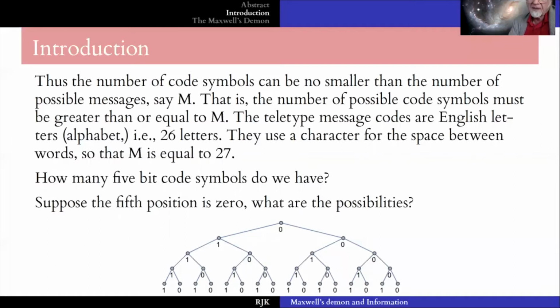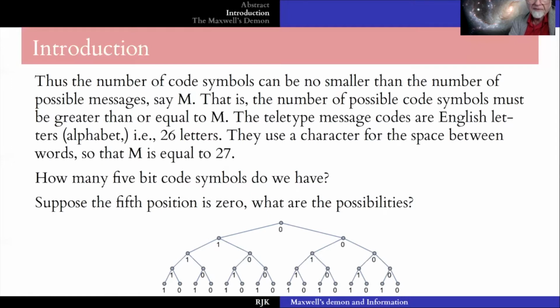Either the 1930 teletype codes or the Baudot codes were sending English letters, or in Baudot's time, French alphabet letters, but they were 26 letters. And they have a character for space between words. So m has to be at least 27. So how many 5-bit code symbols do we have?